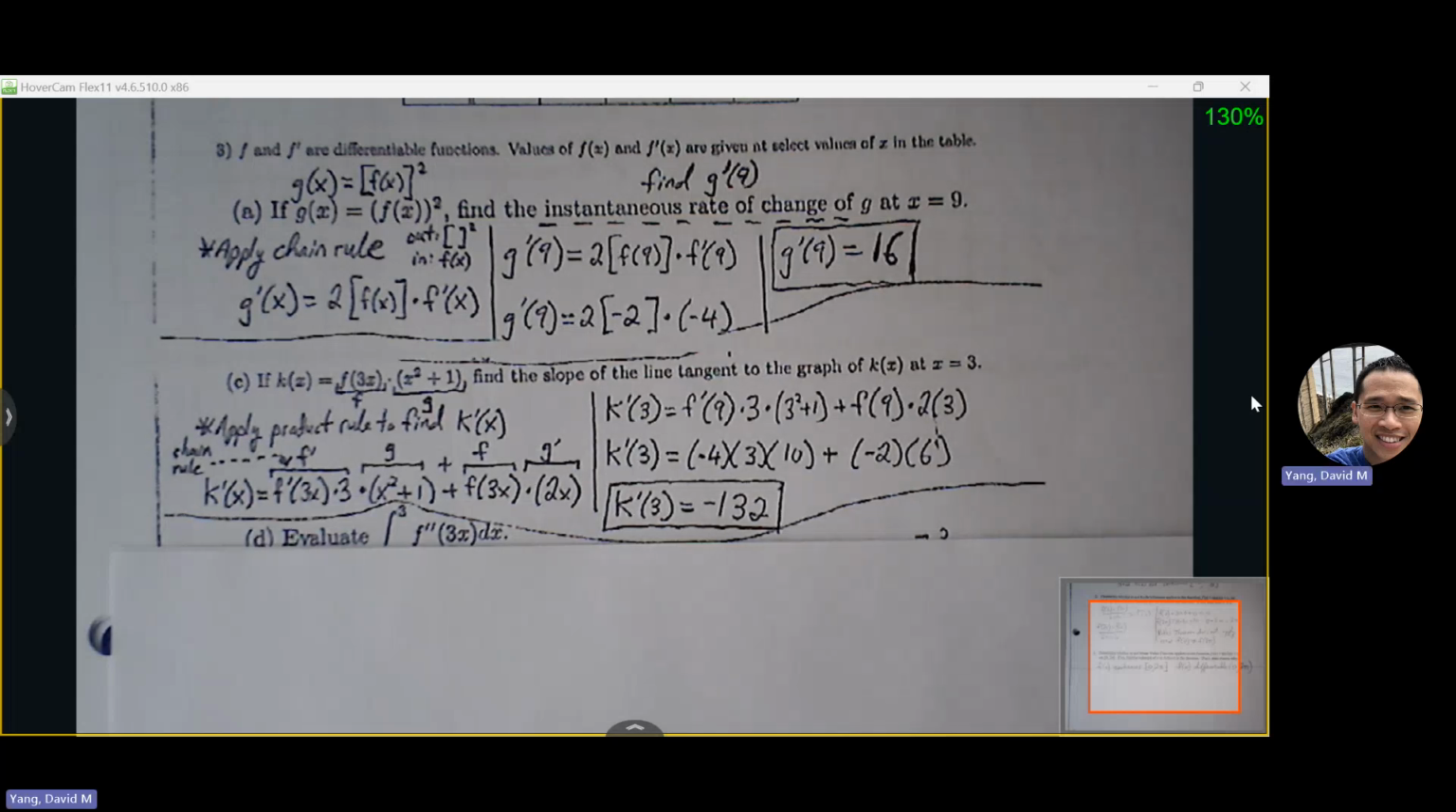So once we're here, replace every x with 3. So we get f prime of 9 times 3, and f prime of 9, f of 9, you can fold the table and just plug all numbers in.